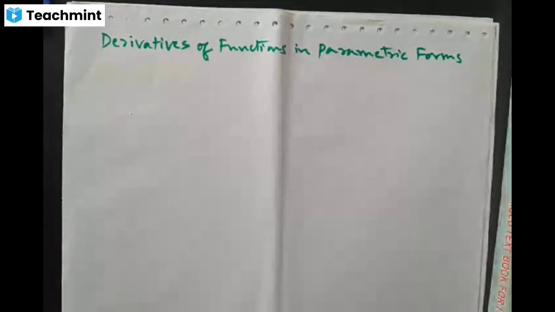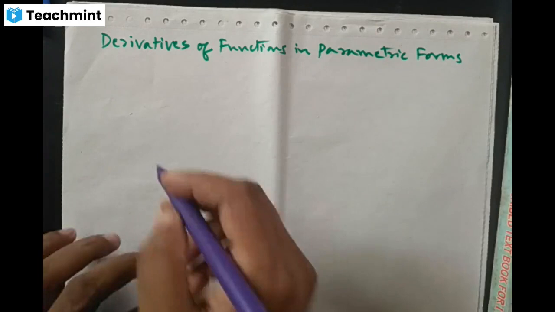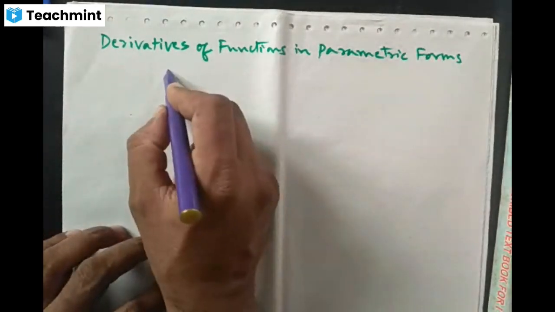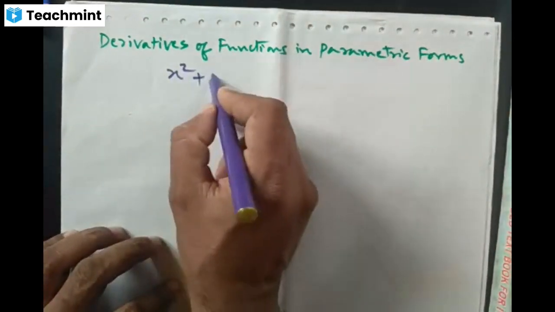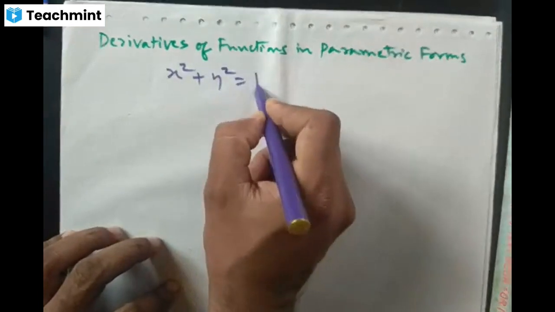Dear students, today we are going to discuss derivatives of functions which are in parametric form. First, let us see what are parametric functions or equations. Let us consider a relation between x and y like this: x square plus y square is 1.